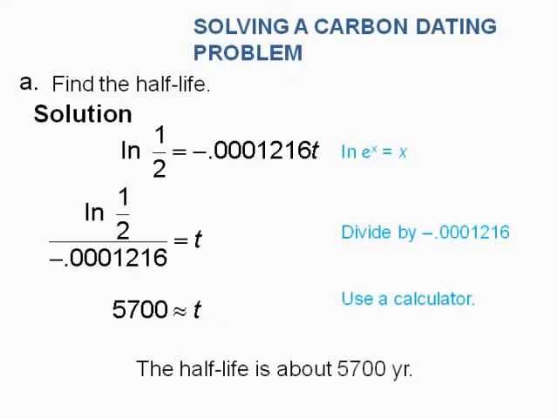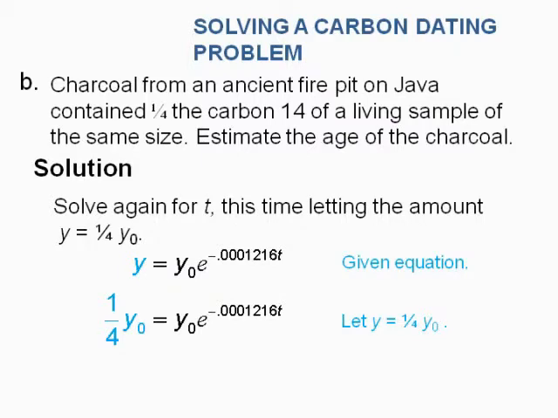Here it comes again. Oh, how many of these have we seen? We're going to get the natural log of 1/2 equals that power. And dividing by the number in front of t, the half-life is going to be about 5,700 years. So when you put this in your calculator, be careful. You might need to put in ln parentheses 1 divided by 2, close parentheses, and then divide it by that number. Make sure you're getting approximately 5,700.